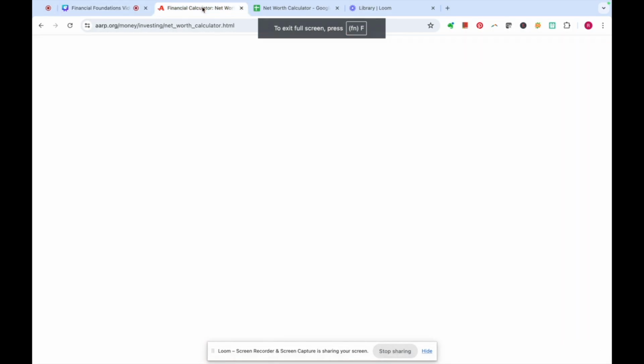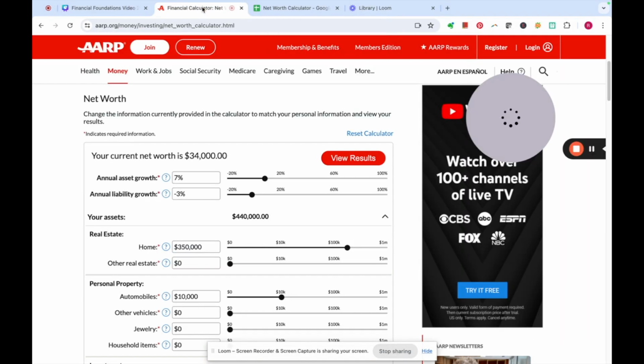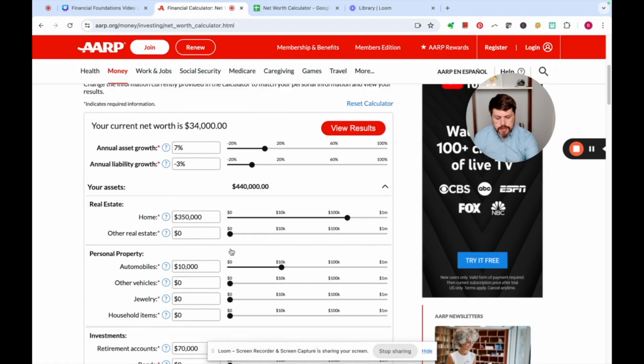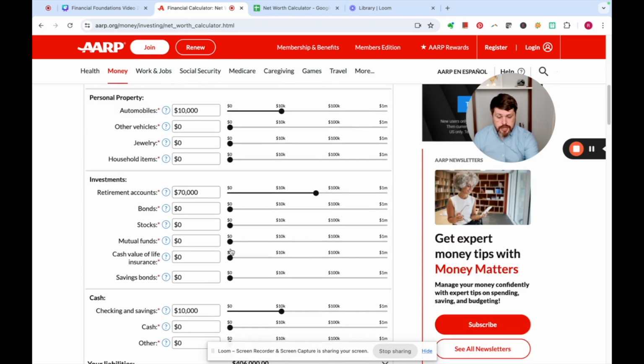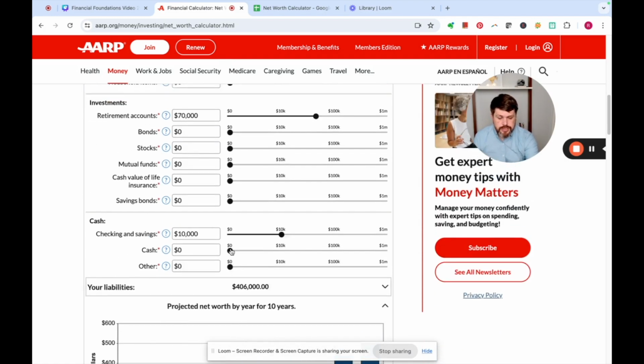I have two calculators that I've provided for you within the show notes. One is just a good one that you can find online, through AARP. I think it's very smartly done. One, you can include some asset growth into it. You can include some liability growth into it, and then incorporate your different property values and liabilities, which we'll go through in just a minute.